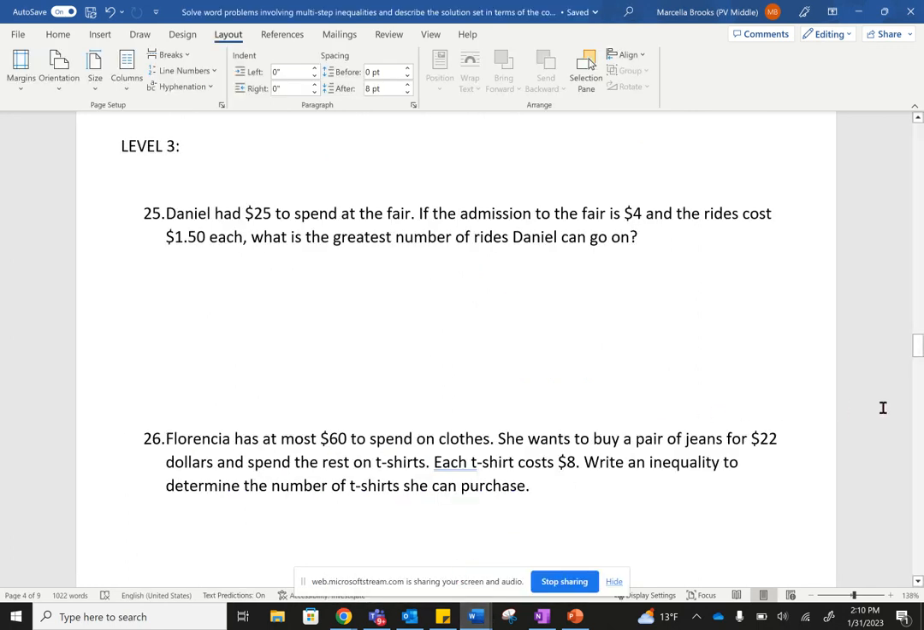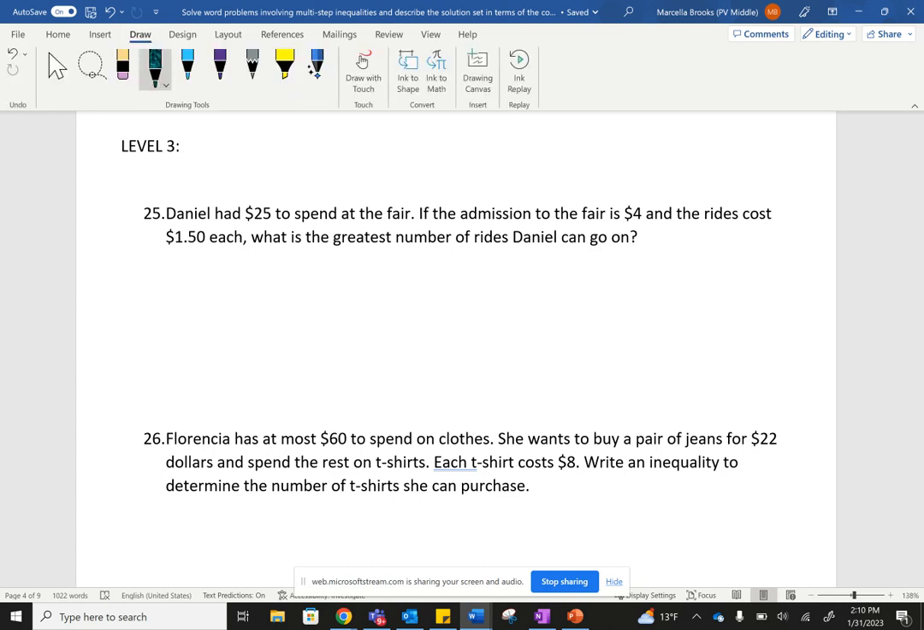All right. So the first level 3 problem we have, I'm just going to read through it once. So Daniel had $25 to spend at the fair. If the admission to the fair is $4 and the rides cost $1.50 each, what is the greatest number of rides that Daniel can go on?